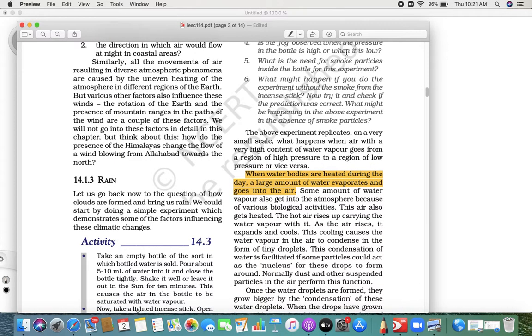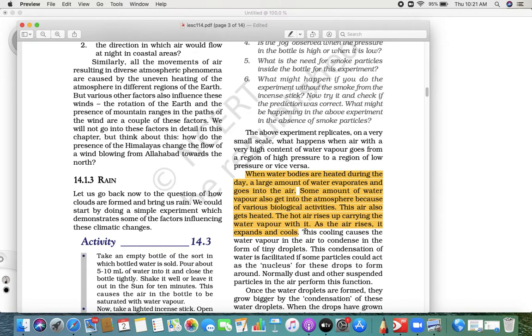This air also gets heated. This hot air rises up in the form of water vapor. As it rises up, it expands and cools. Why does it cool down? It cools down because the upper atmosphere is not that hot. So the water which evaporated and went up gets converted into tiny droplets.